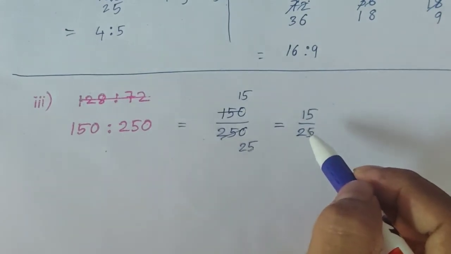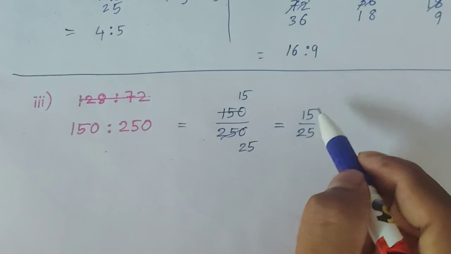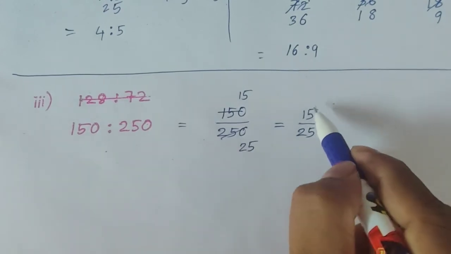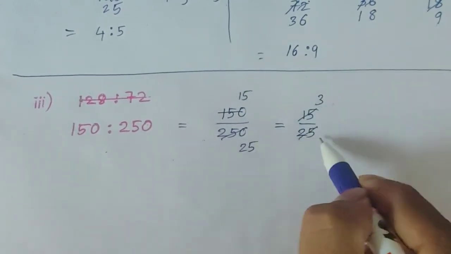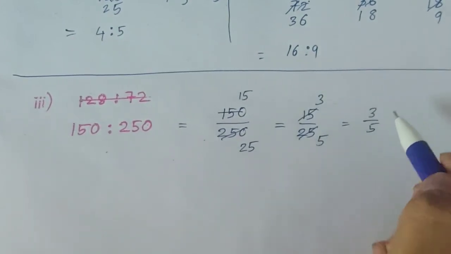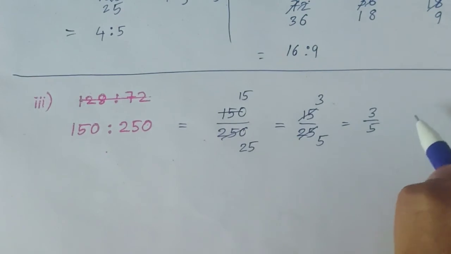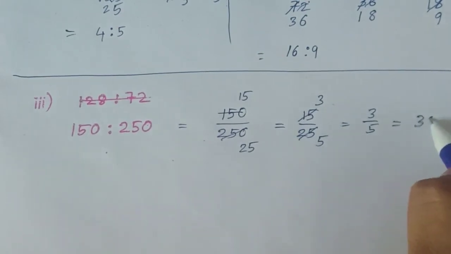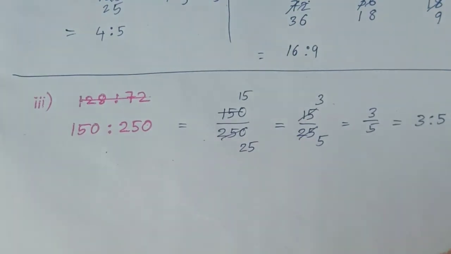According to the divisibility rule of 5, they are cancelled in the 5th table. 5 threes are 15, 5 fives are 25. So you got a prime number, so they will not be cancelled again. This is the simplest form. So the simplest form will be 3 is to 5. In this way we can change any ratio to the simplest form like this.